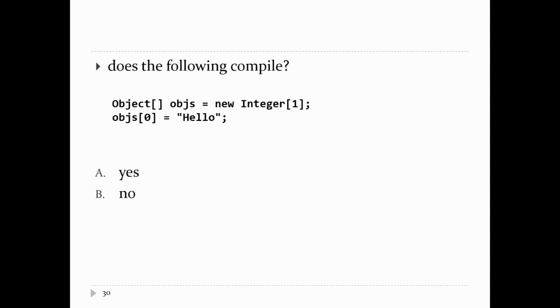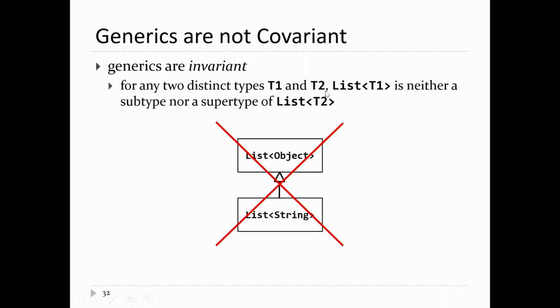Does it run? It does not run, because at runtime, the Java virtual machine tries to store the string hello in an array of integer. And that doesn't work. So this error isn't caught until runtime. So you have to be a little bit careful when you're using arrays of reference type in Java. Weird stuff like this can happen. So arrays are covariant. Generic types are not.